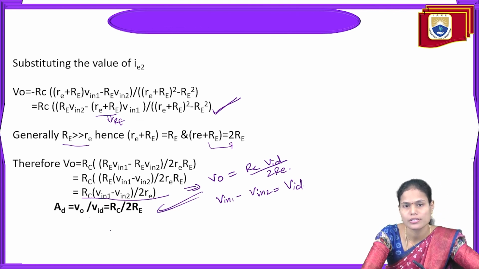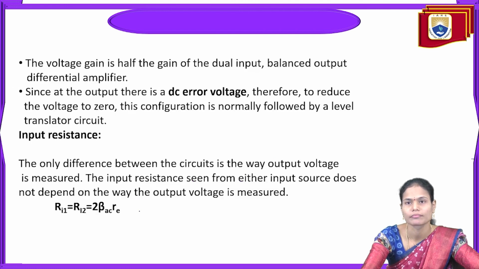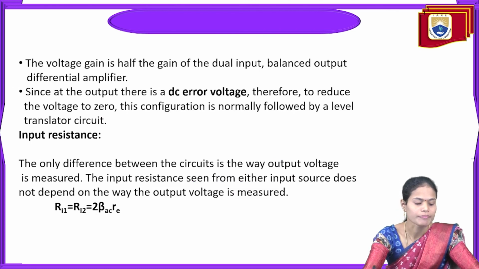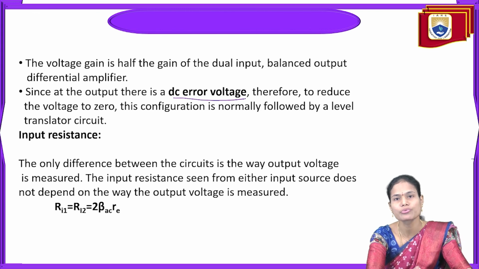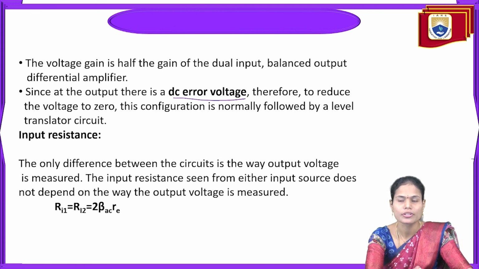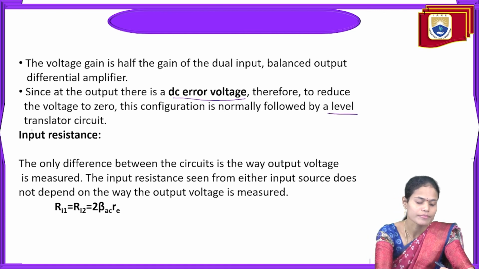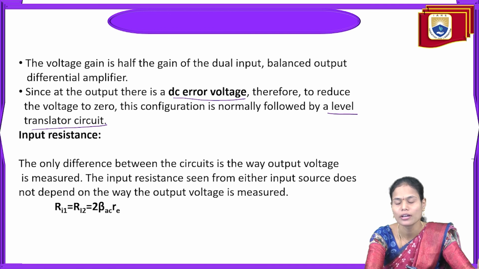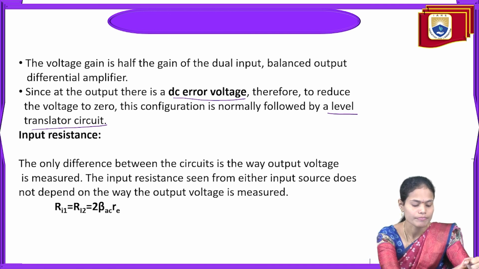In the case of the previous balanced output differential amplifier, we got 2 times Rc divided by something like that. But here it is RC by 2Re. Why? Because here it is unbalanced output. That is nothing but we are taking the output across a single collector, not between two collectors. So that's why the gain is halved here. Okay, since at the output there is a DC error voltage here, in order to reduce the voltage to 0, this configuration is normally followed by a level translator circuit, in order to overcome that reduction in the gain.